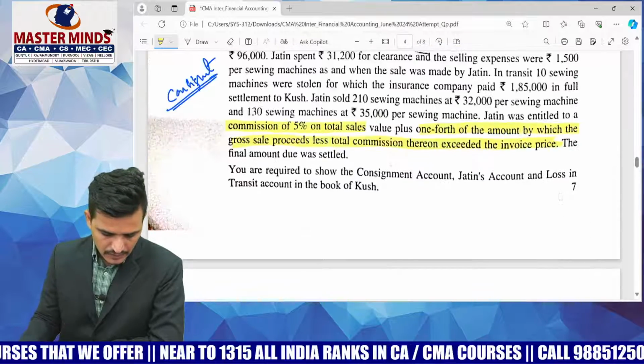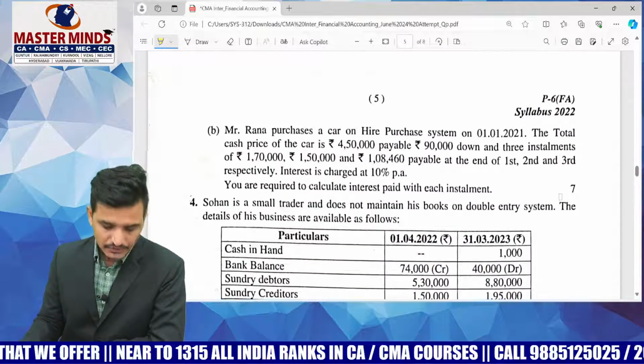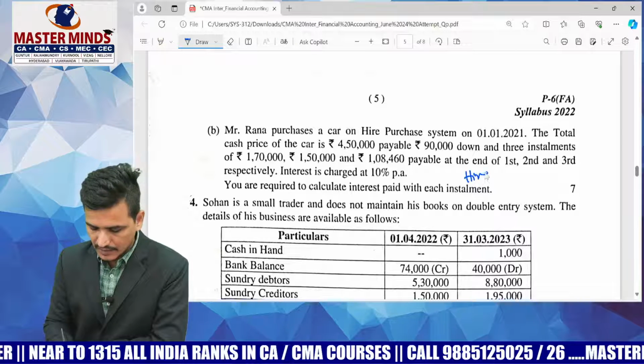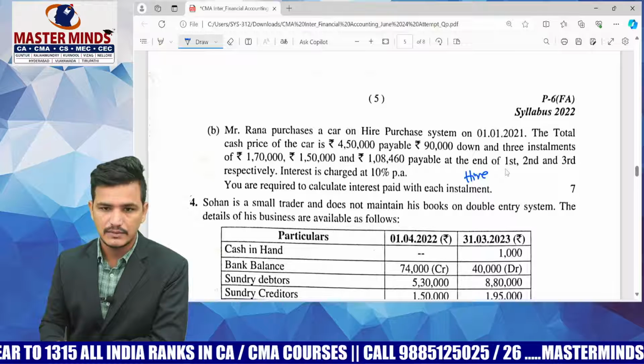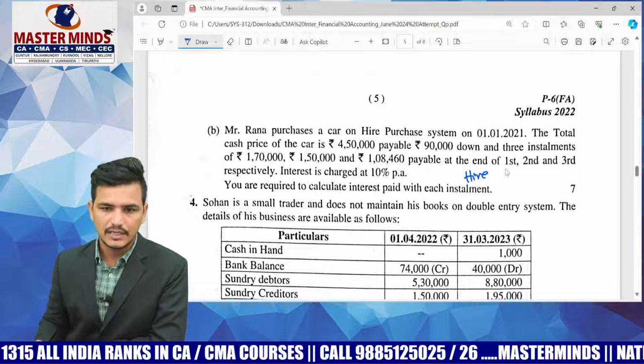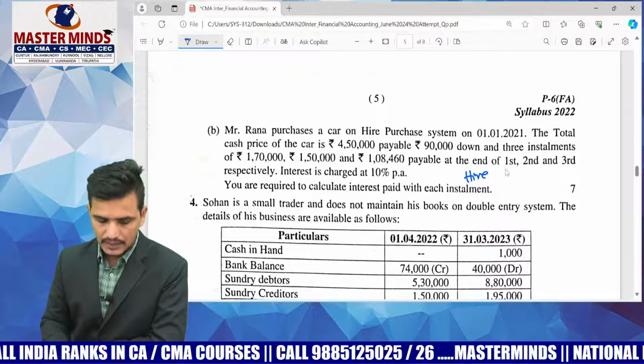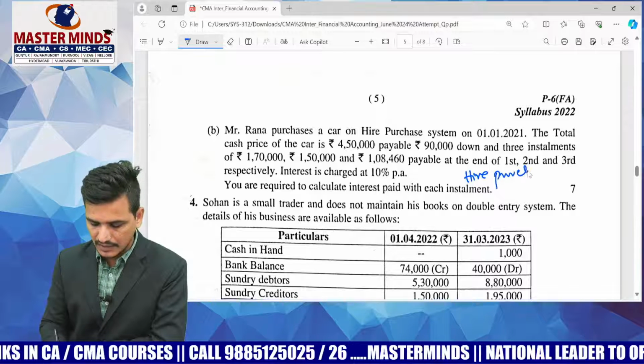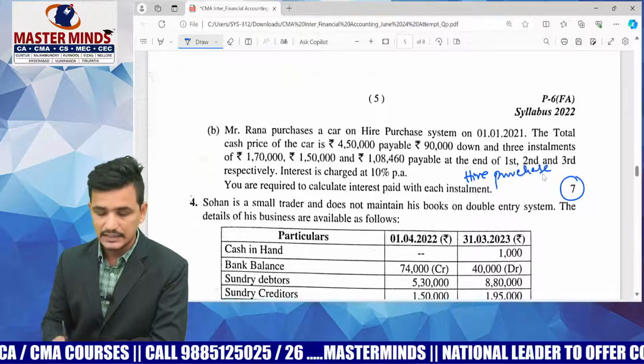Next, after question number 3A, we have question number 3B, which is related to hire purchase. This is a direct study material question, which is also covered as CRD1 in our material. Even the amounts are not changed. This is a direct question given in the examination, and it is such an easy question given for 7 marks.